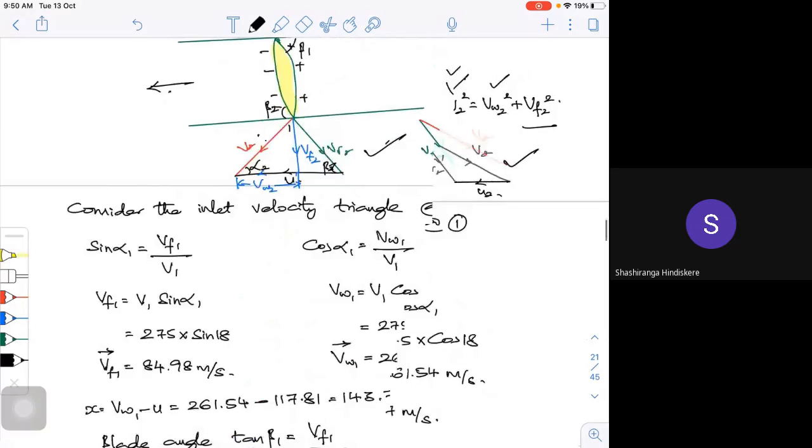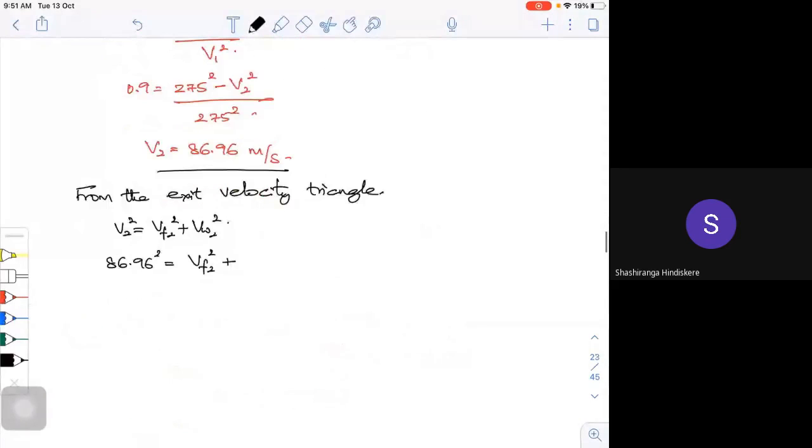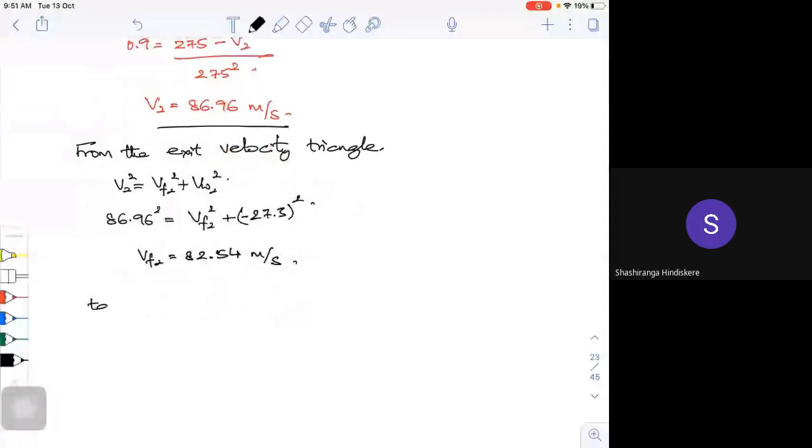So now, once you find this VW2, substitute over here. It is minus 27.3, squared. If I do that and take the square root of it, I'll end up with VF2, which is 82.54 meters per second.